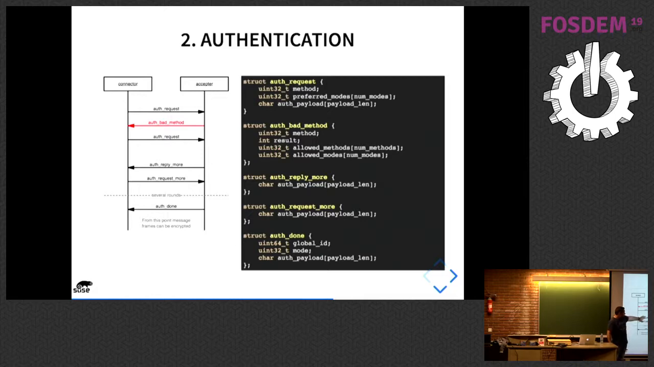The last message, the entity that finishes this is the acceptor, by sending an auth done message to the connector saying, okay, the authentication is done and we can proceed. And from this point, if we have chosen that we want our frame payloads to be encrypted, then everything from here, session establishment and message exchange, is encrypted.